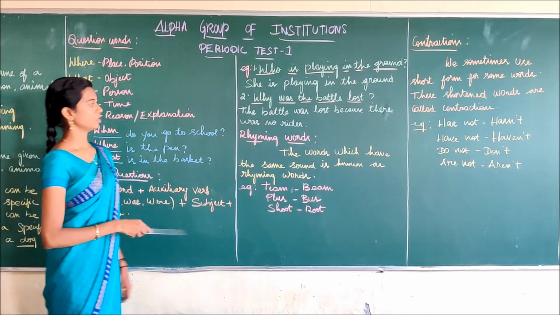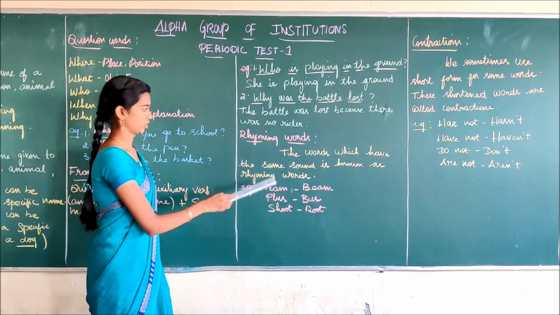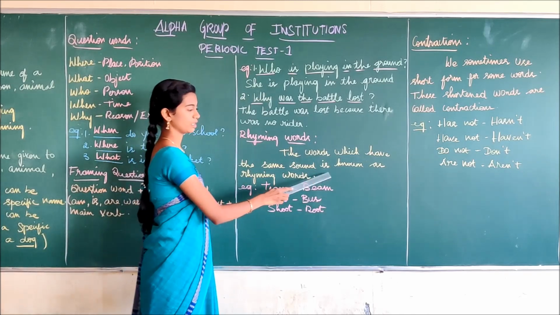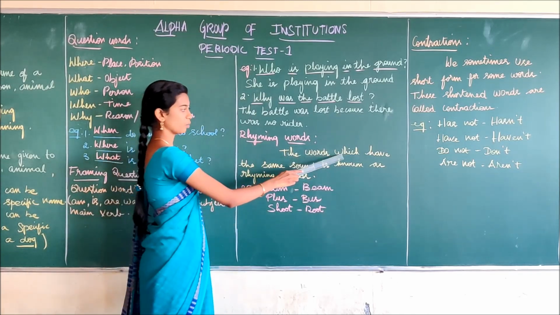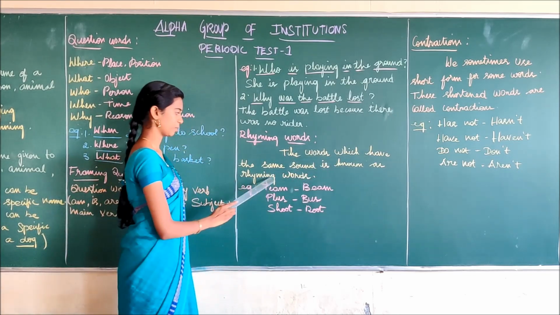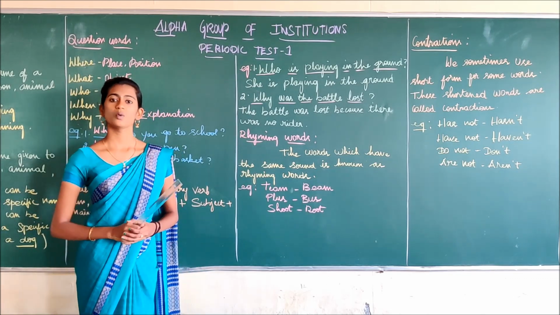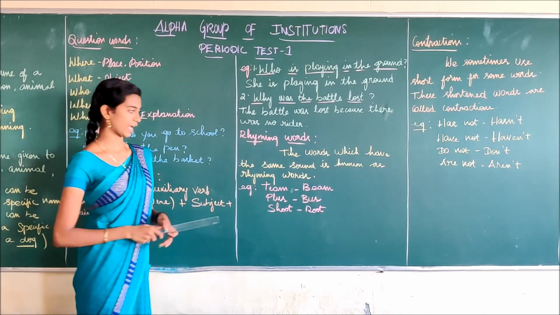Shall we move on to the rhyming words? Now let us see the definition. The words which have the same sound are known as rhyming words. The words that end with the same sound. The words which end with or have the same sound are known as rhyming words.